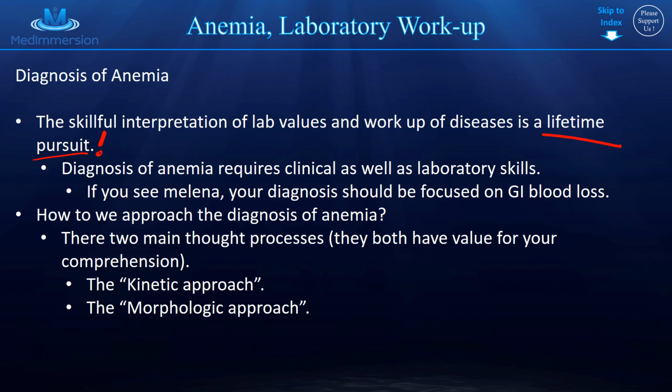Okay? So, diagnosing anemia takes more than just lab skills. You also need a little bit of clinical prowess. If you see melena in your patient, your diagnosis should be focused on the GI system and GI losses instead of hereditary spherocytosis or sickle cell disease. Okay? So how do we approach the diagnosis? Well, there's two main thought processes, and I think both of them have value for you. The first one is the kinetic approach, and the second one is the morphologic approach.